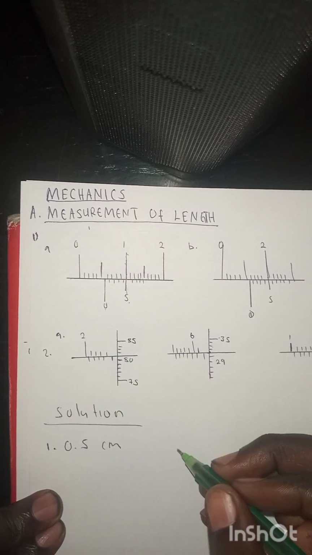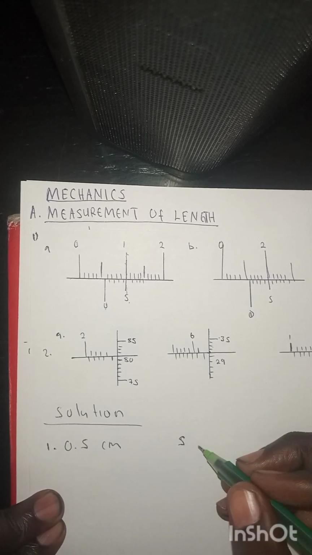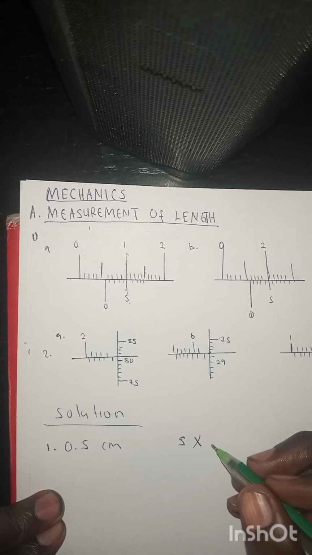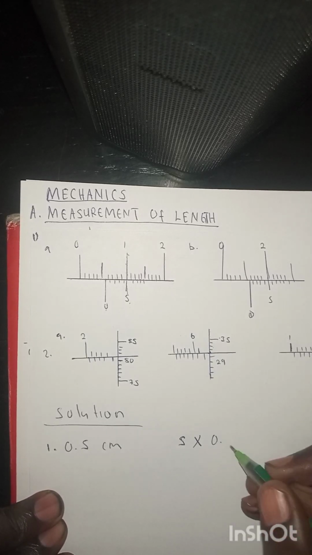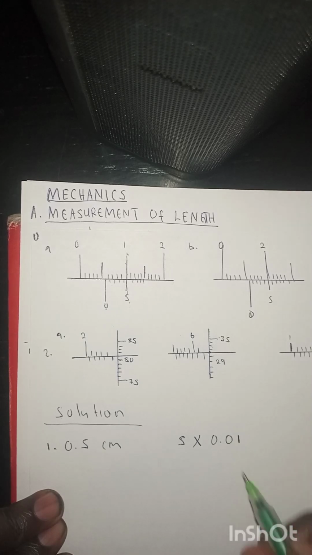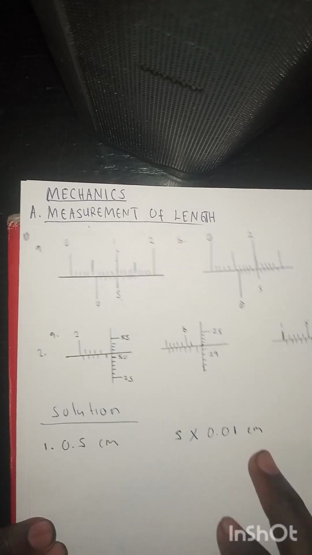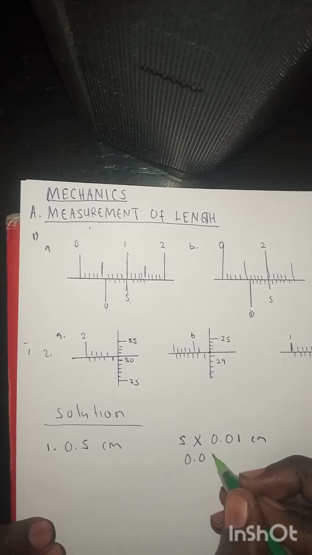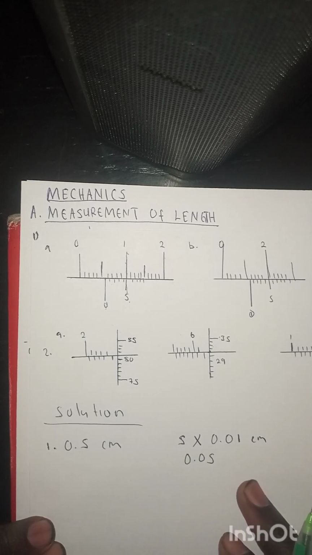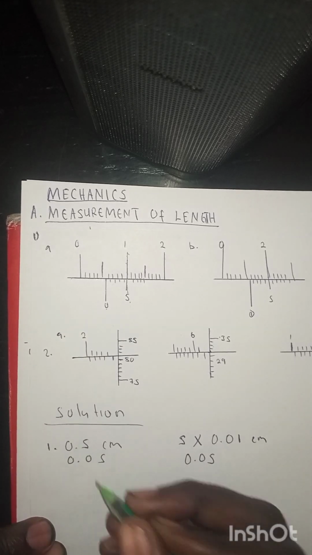Then when we get the figure 5, I'll write it separately here because we don't just put it there. You multiply it by the accuracy, okay? The accuracy is 0.01. This is the accuracy in centimeters, right? This is the accuracy, if you remember in the notes. Now when you multiply this with that, it will give you 0.05, right? Then you place the 0.05 there.